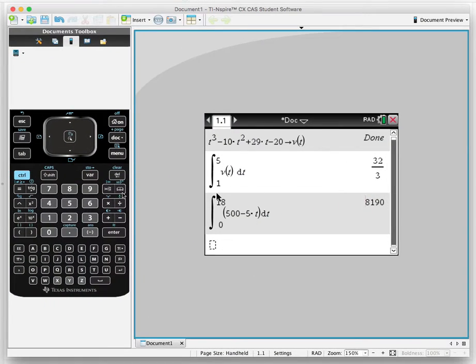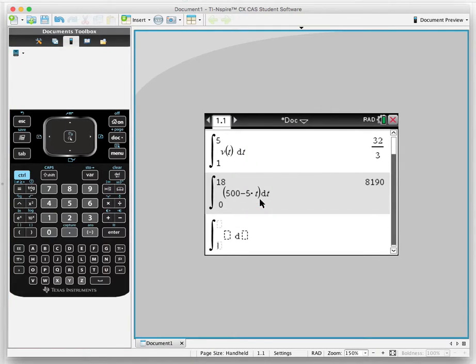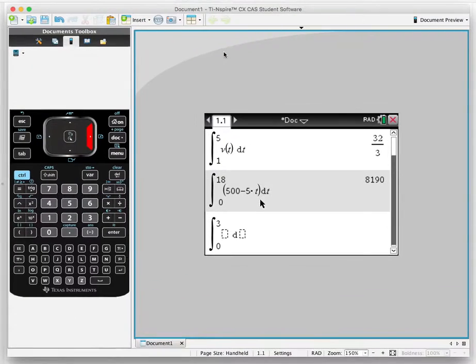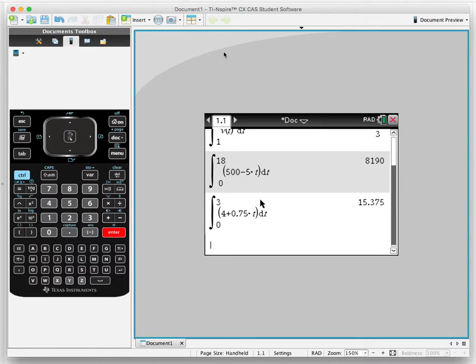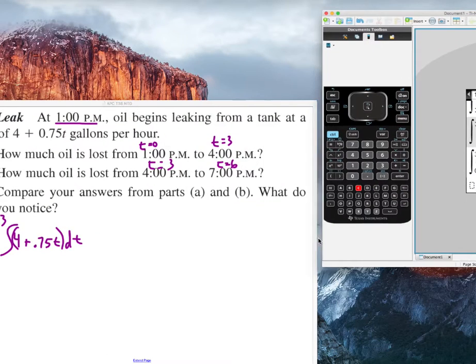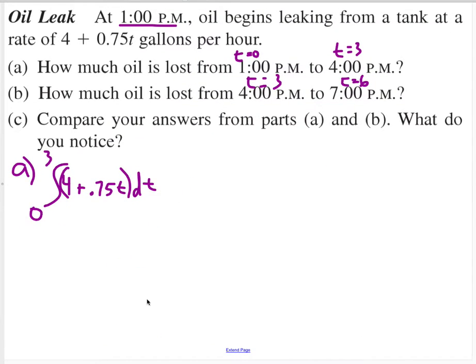Okay, so integrate. Integrate from 0 to 3, 4 plus 0.75 t with respect to t. So from 0 to 3, we lose, or I suppose I should read the question a little closer. We lose 15.375 gallons of oil.